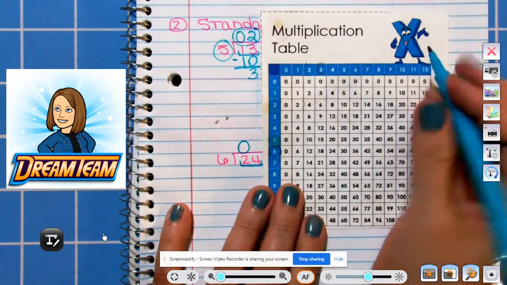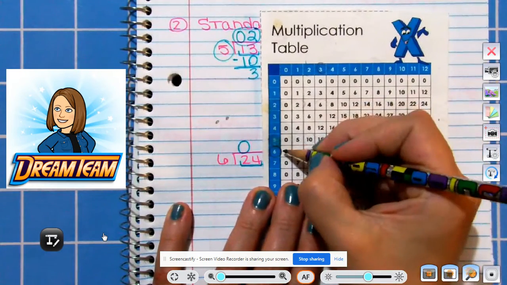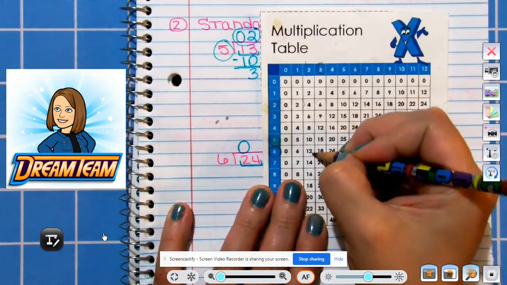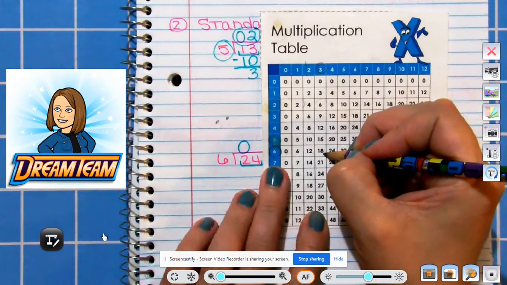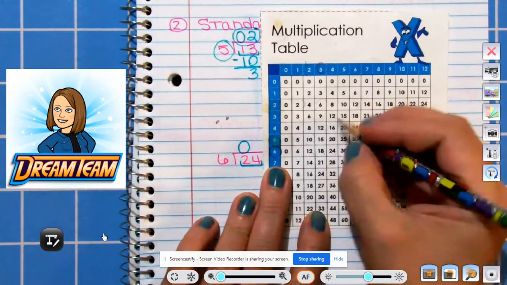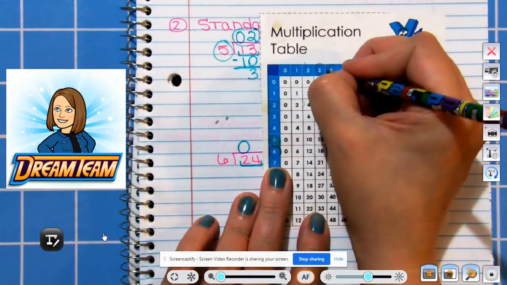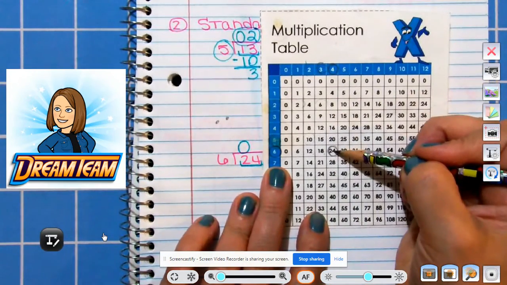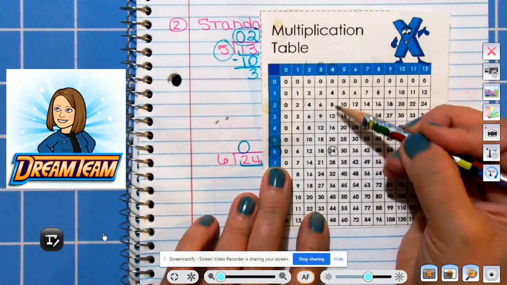How many groups of 6 can we get out of 24? So 1 group of 6 is 6. 2 groups of 6 would be 12. 3 groups of 6 would be 18. 4 groups of 6 would be 24. That's exactly the number that we needed. So circle, circle. So the first digit in your quotient is going to be 4.